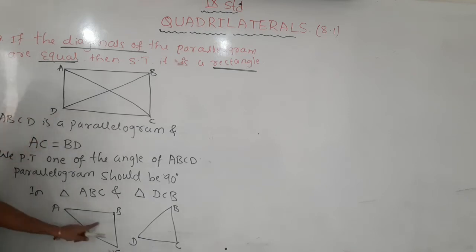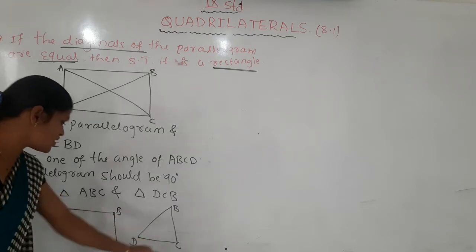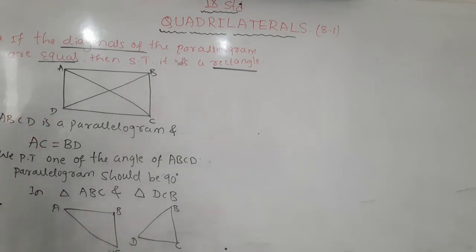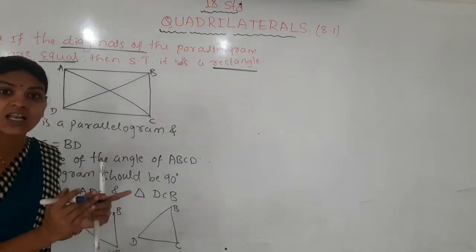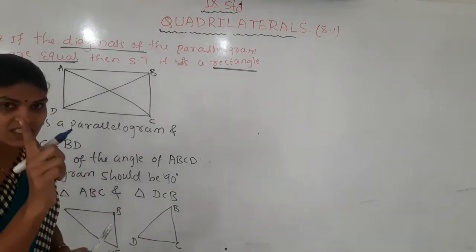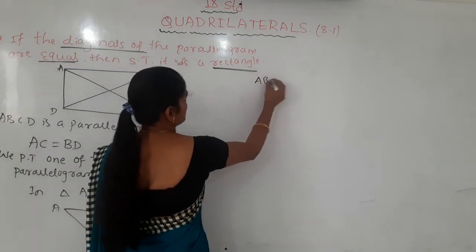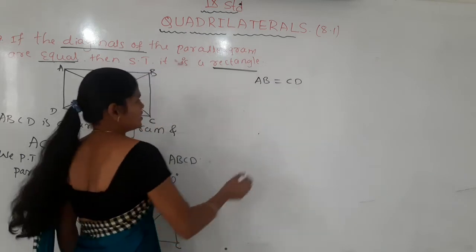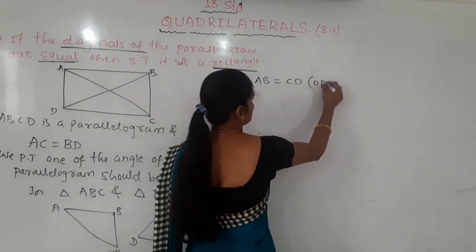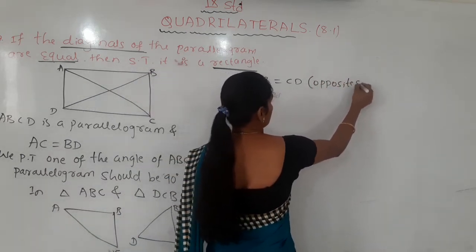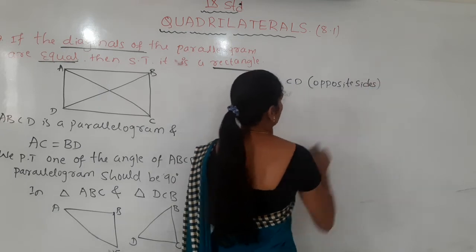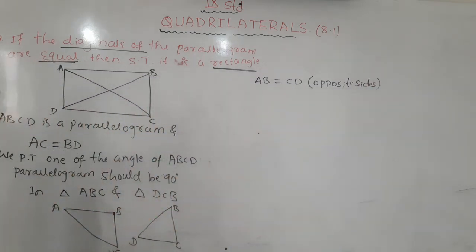In these two triangles, what are the things same here? Your AB is equal to CD or DC. Why? Because in the parallelogram, the opposite sides are equal as well as parallel. You have studied that property. So here AB is equal to what? CD, because these two are opposite sides of the parallelogram.